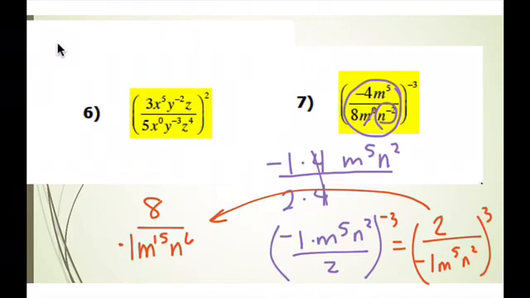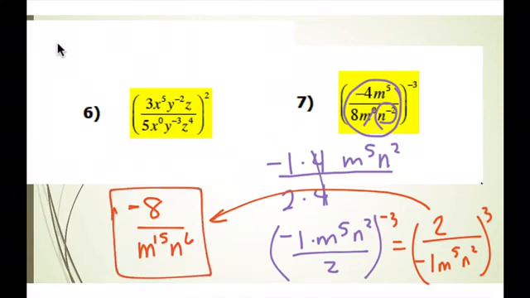So you can leave your answer like that, or instead of the -1, you could just put the negative with the 8, and then just take the -1 off. It doesn't really matter, it's the same thing either way. So that's how you would do number 7.